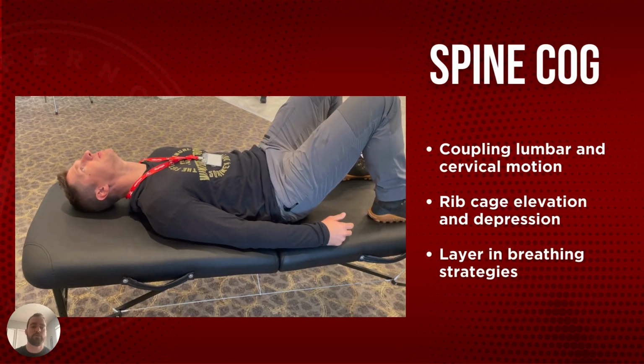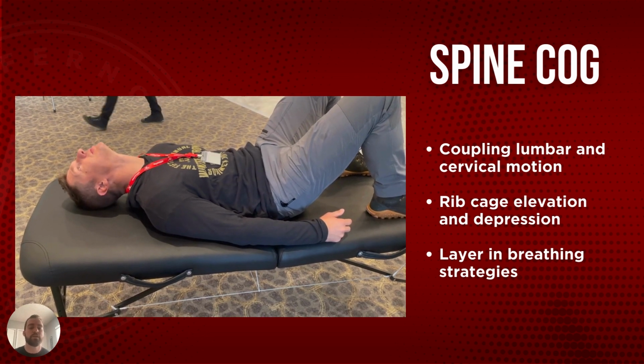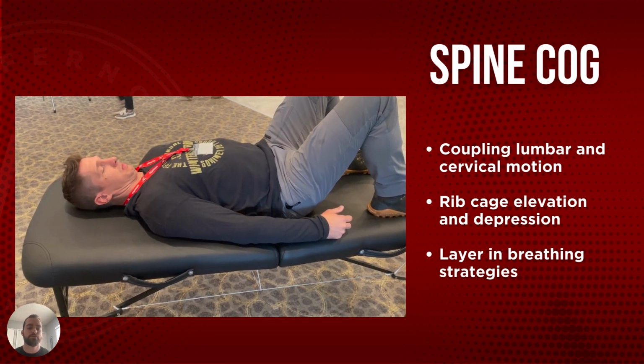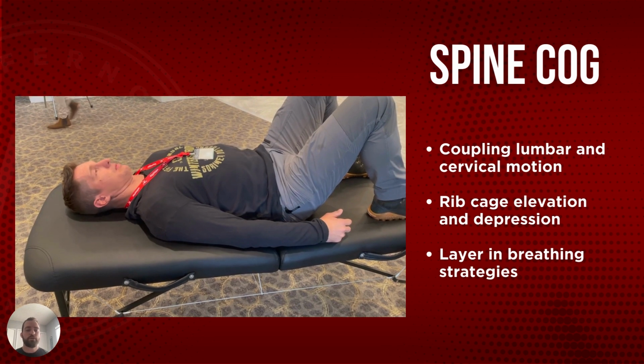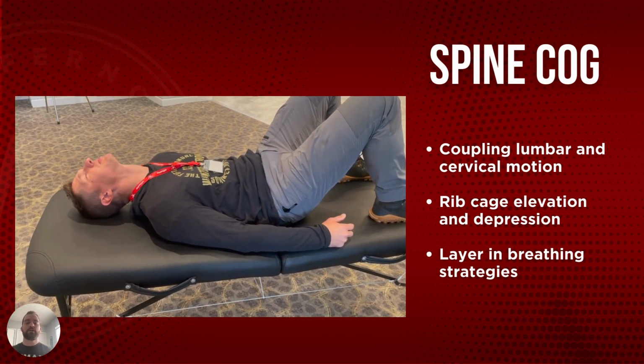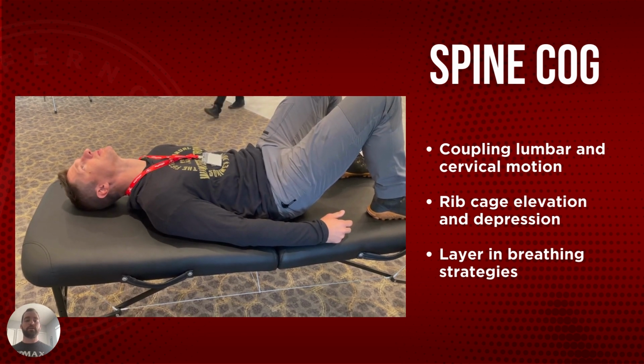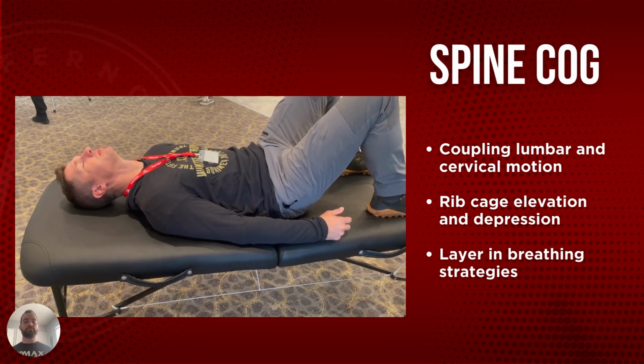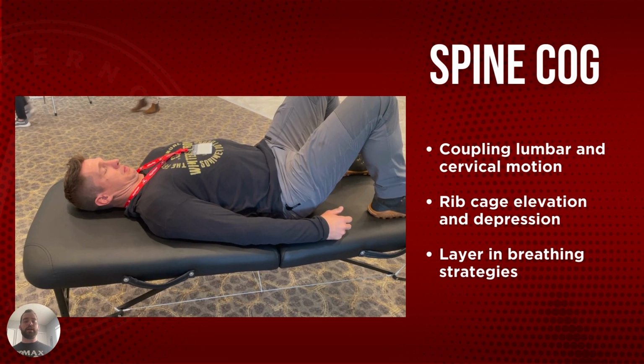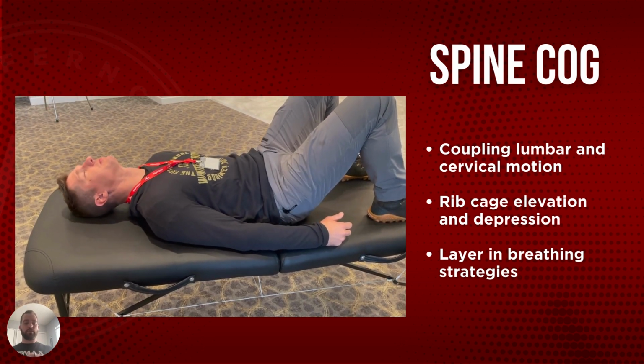All right, so now we're going to go into a little spine cog breathing. This is a drill I like to use because we're coupling cervical and lumbar motion. All we're doing is creating ribcage elevation and depression, right? We're arching up to the ceiling when I take this big breath in. When I breathe in, I lift my ribs up to the ceiling, arch my low back, and tuck my chin down. Right, we're creating the length.